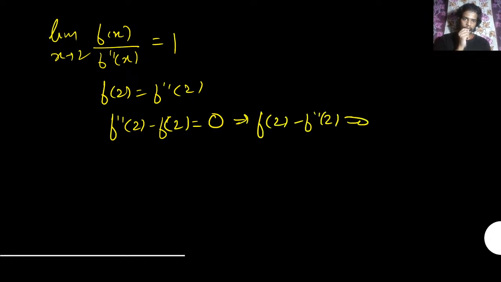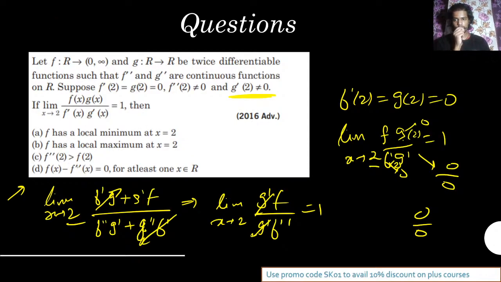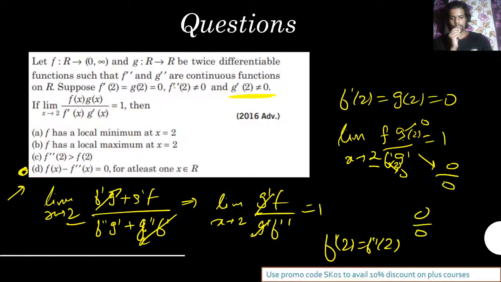We have proved that f(x) minus f''(x) equal to 0 is true for at least x equal to 2. So it is true for at least one value, and this is what the last option tries to say, that it is true for at least one value. Also we have proved that f'(2) equals f''(2)... which implies that this option is not correct.